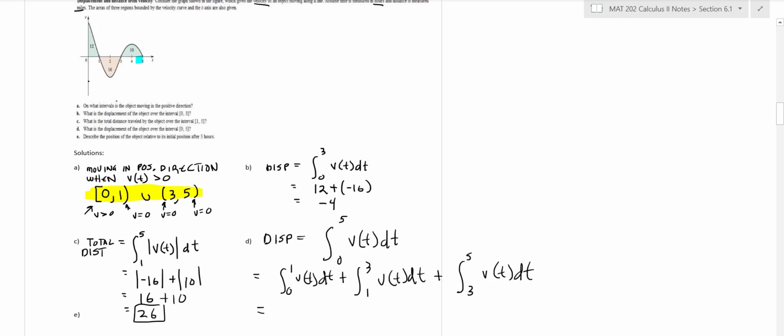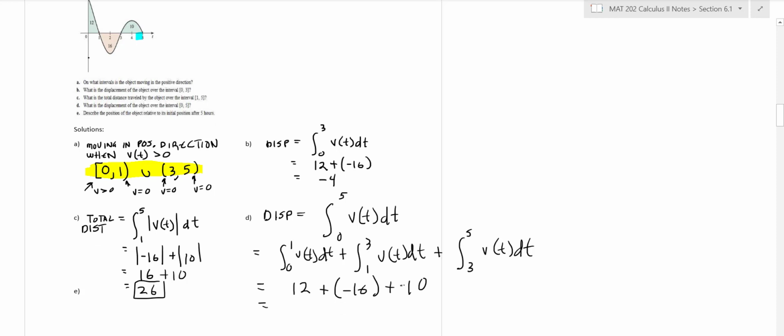All right, so what we would have here is that would be 12 there. That's the value of that integral. The next integral, what is that? Right, that's negative 16. And the last one is 10. Okay, so you get 12 plus 10 is 22, minus 16 would be 6.